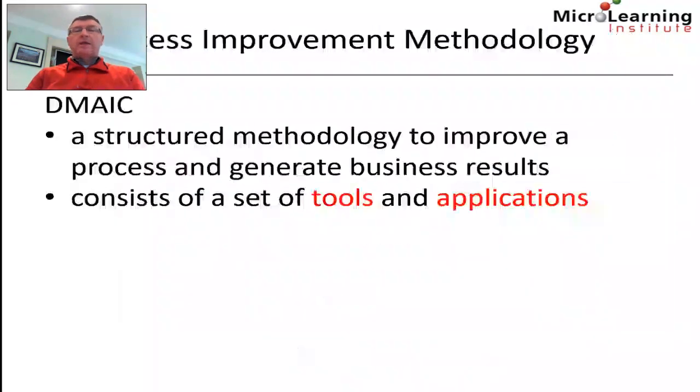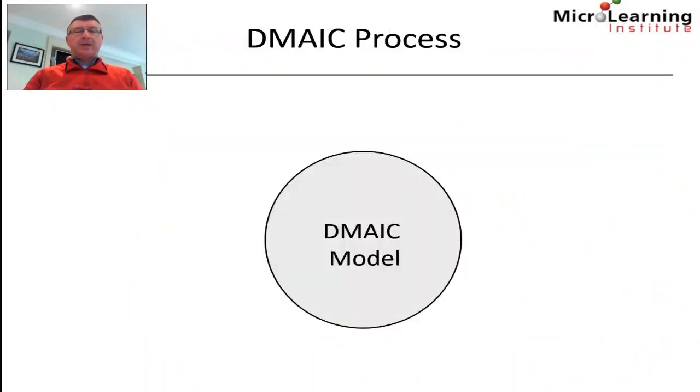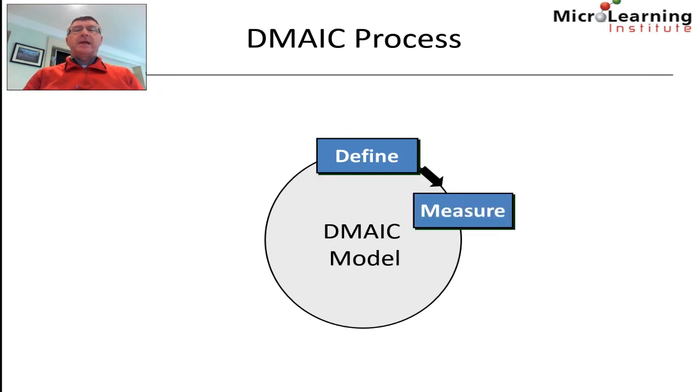So let's have a look now at the process improvement methodology that is suggested. And this methodology is called DMAIC, and we'll see in a short while what DMAIC means. It's a structured methodology to improve a process and generate business results. It consists of a set of tools and a set of applications. And the DMAIC model has a number of stages, and again, as suggested by the mnemonic DMAIC, the first stage is define, where we're trying to define what it is we want to achieve. Then we take some measures to assess how is the process performing at the moment and where are the inefficiencies in the process perhaps that could be improved.